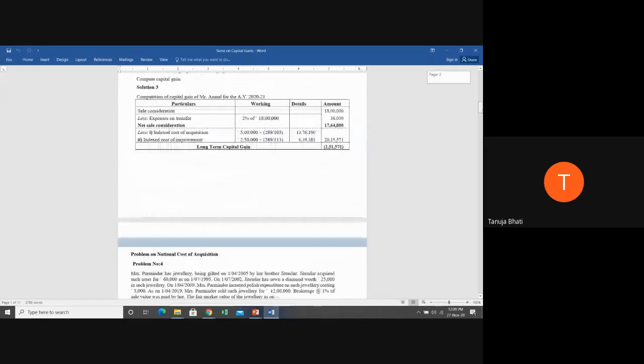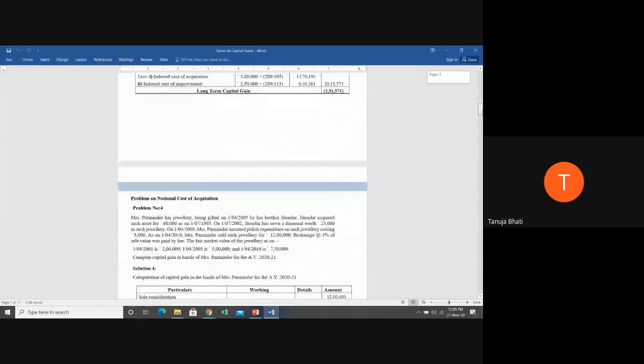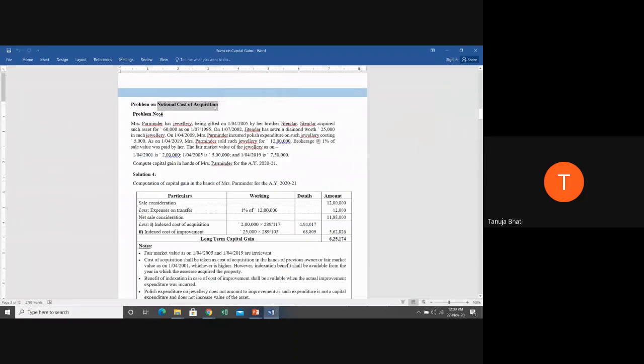So yesterday we had completed 3 problems. So today, a problem on notional cost of acquisition. Now first, before we start the problem, students, tell me what is notional cost of acquisition? Quick, students, so that we complete it fast. What is notional cost of acquisition? Yes, students.